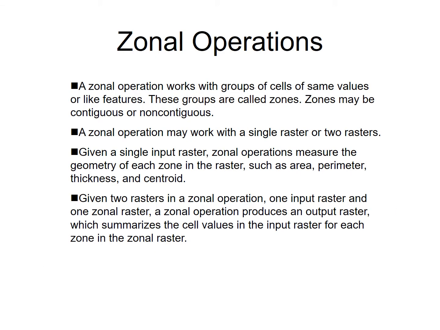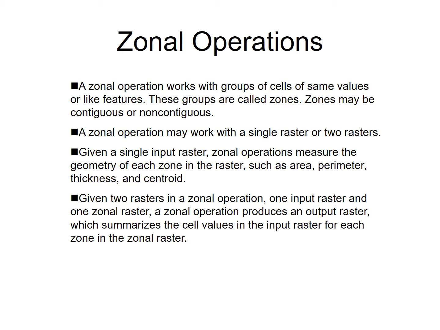Zonal operations work for a group of cells with the same values or like features. They're called zones. Zones may be contiguous or non-contiguous. A zonal operation can work with a single or multiple rasters. It measures any number of things like the geometry or the area or whatever.